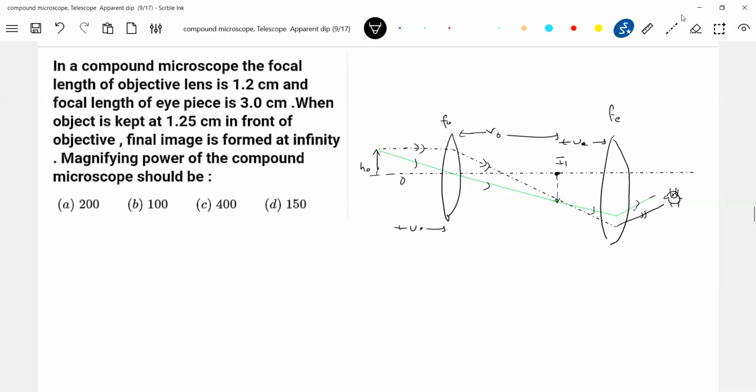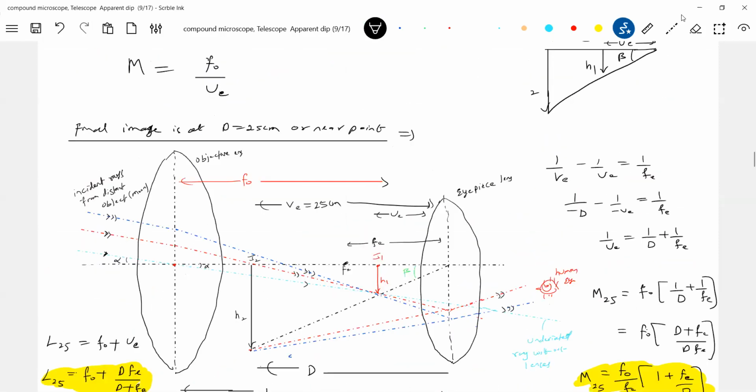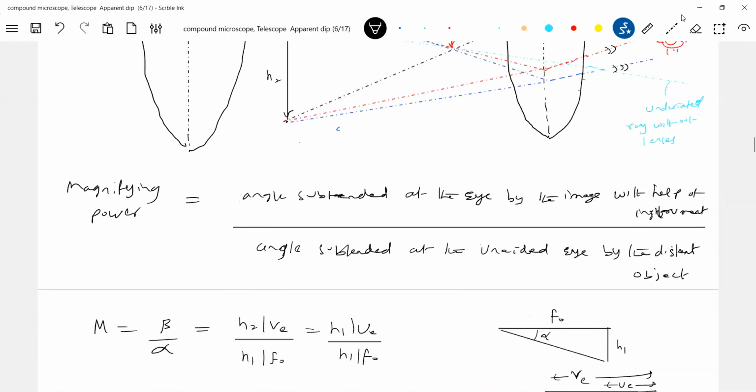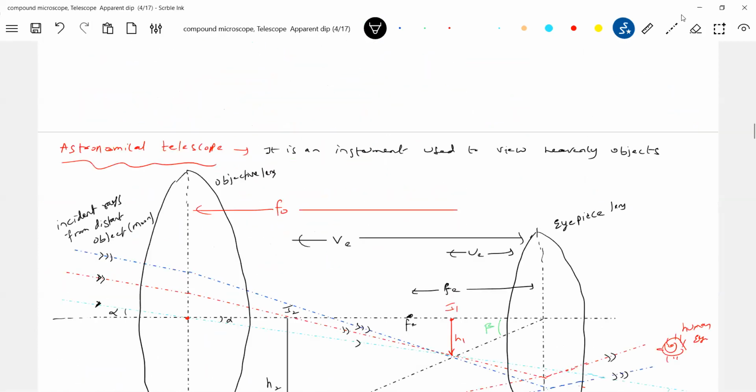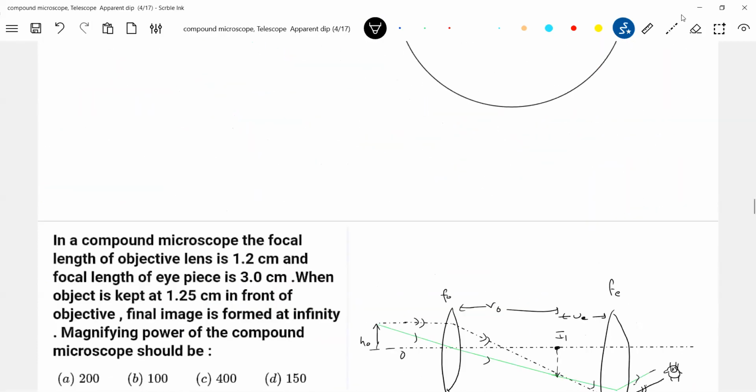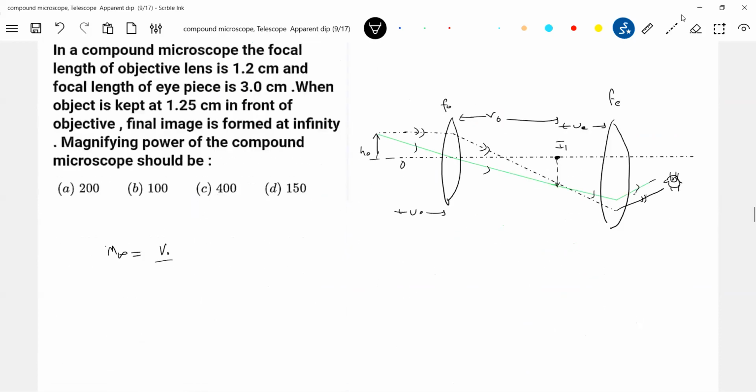To get the magnifying power, the final image is formed at infinity. So just now we have derived a formula. What is the formula? M infinity is equal to V naught by U naught times D by Fe, the compound microscope formula. What we know: Fe, D, and U naught. We don't know V naught. How to get V naught?